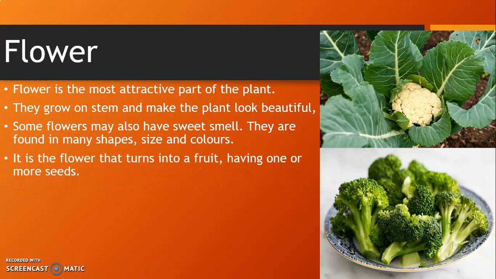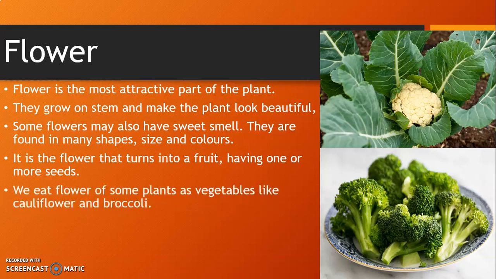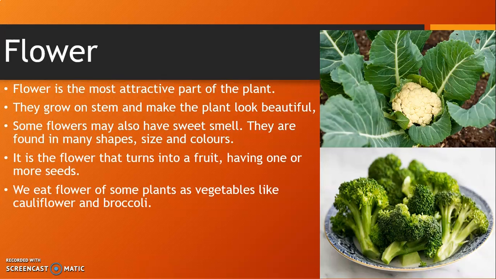It is the flower that turns into fruit having one or more seeds. Like the flower of mango. You must have seen that before the fruit comes, there is a flower on mango trees, and those flowers turn into fruit having one seed or more seeds. Some fruits have one seed, like mango, and some have more than one seed, like apple, oranges, watermelon. We also eat flowers of some plants as vegetables, like cauliflower and broccoli.